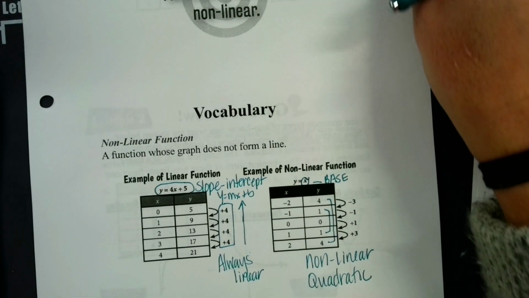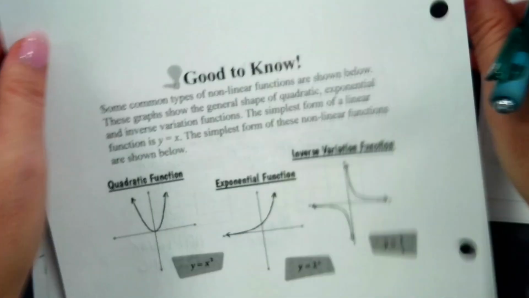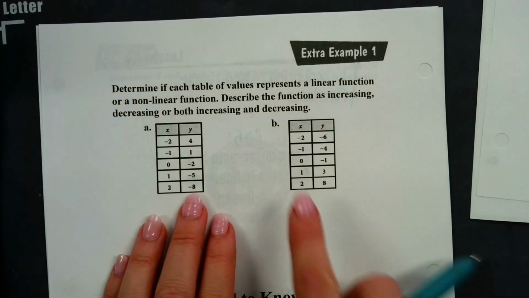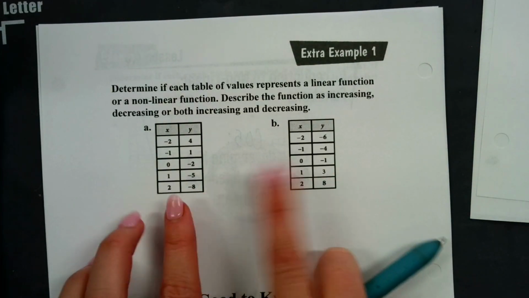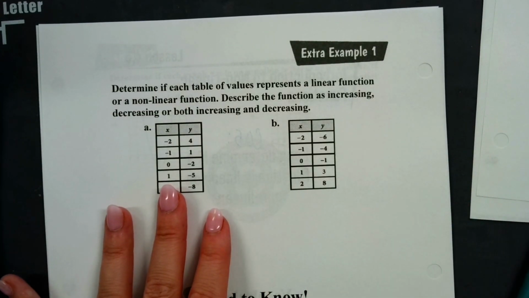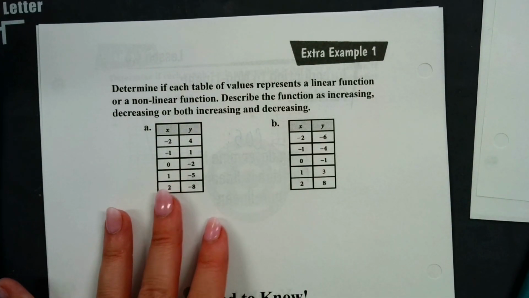Okay. All right, let's go to the next page. What I want you to decide right now, just try it. Try to determine if you think this is linear or nonlinear. That's all I'm asking you to do. Don't list if it's quadratic. See if you can determine if it's linear or nonlinear.